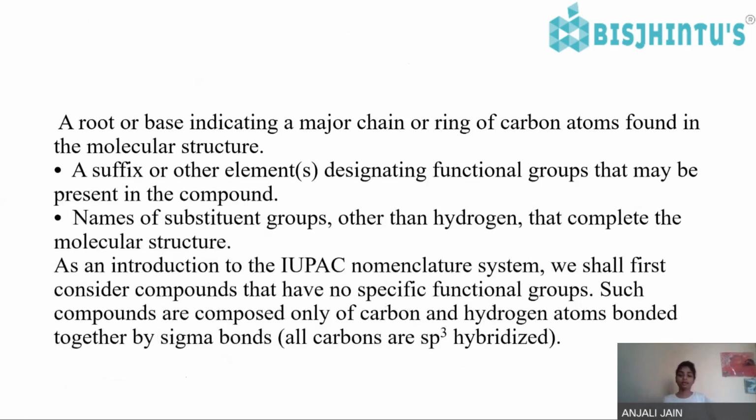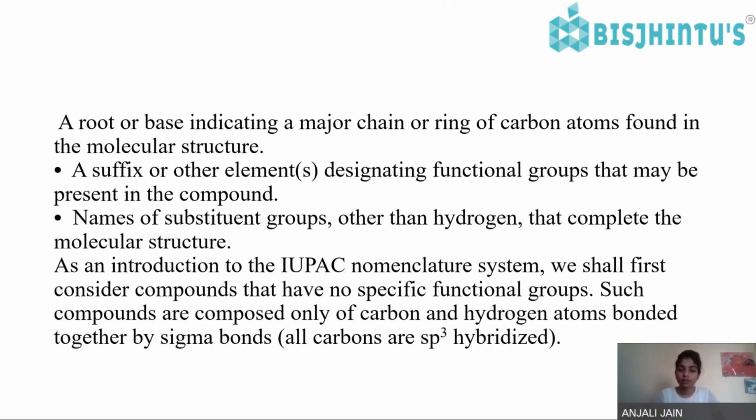So, what are the three necessary and essential features to write the IUPAC name? A root or base indicating a major chain. First of all, there has to be a major chain or a basic root or ring of carbon atoms found in the molecular structure. A suffix or other element designating functional groups. Suffixes are those which are added after. Like if I had a functional group such as hydroxy, then ol will be added as a suffix after the chain, that may be present in the compound.